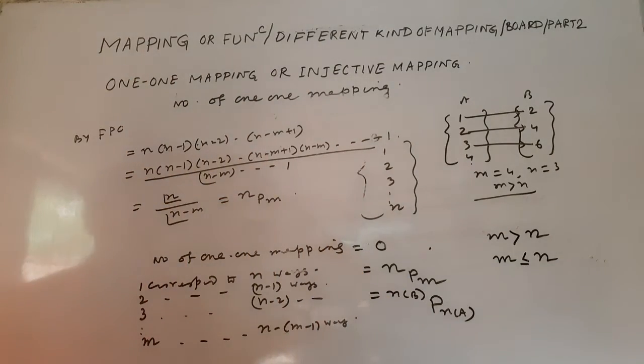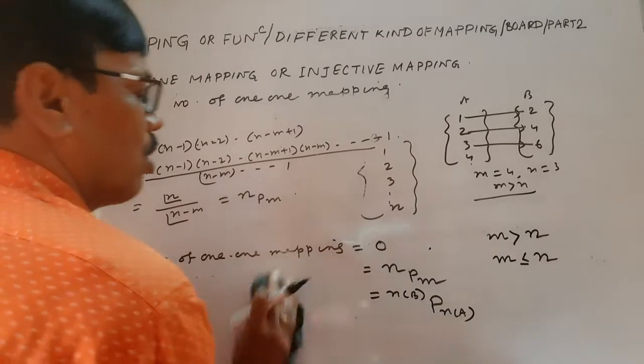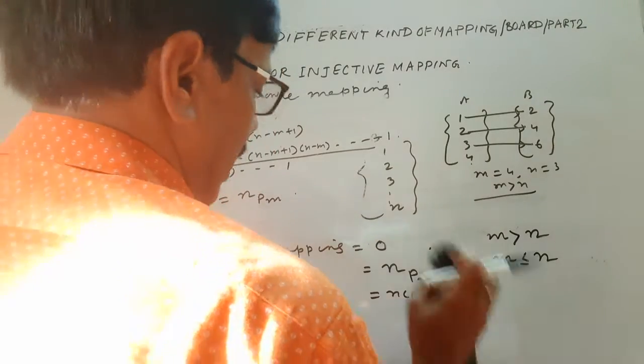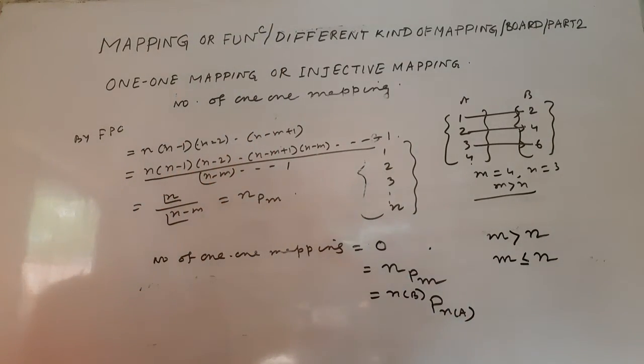So you remember this one. So the number of 1-1 functions from A to B equals nB permutation nA, with m less than or equal to n.